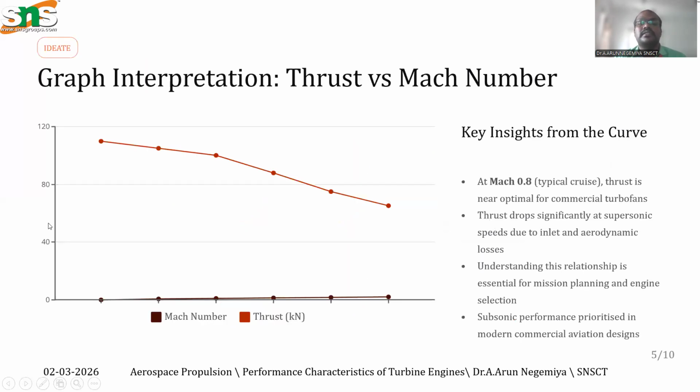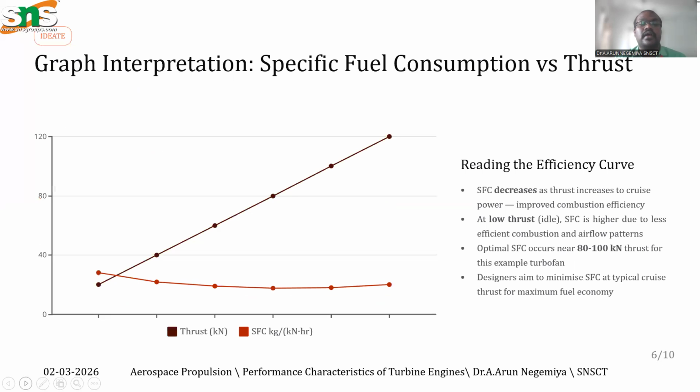Next one is thrust versus Mach number. This can be taken from low Mach numbers, like subsonic Mach numbers only. In these cases, the turbofan will achieve good thrust compared to the other flights.